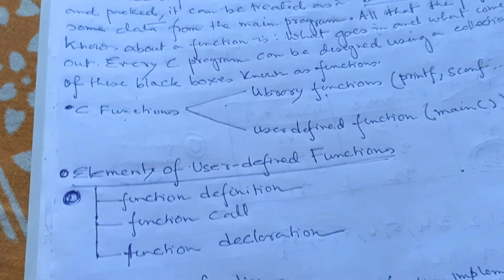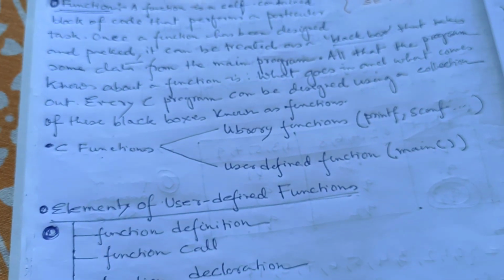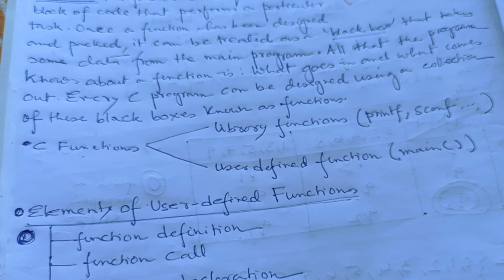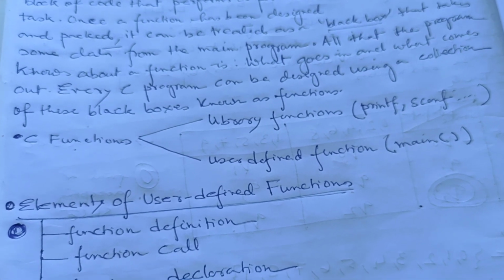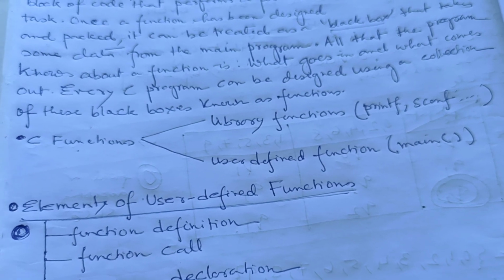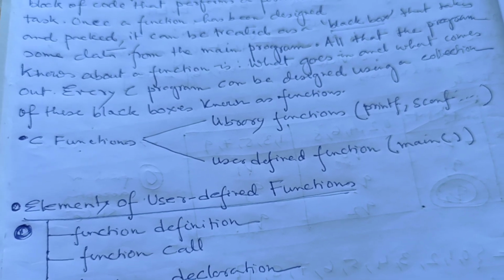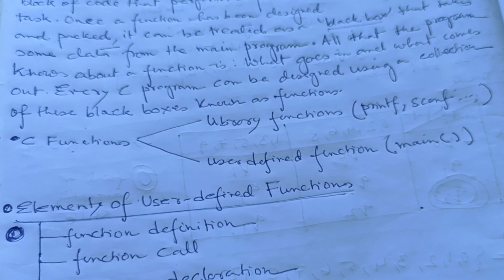Now in C, functions are basically of two types. One is known as library function and the other is known as user defined function. Library functions like printf, scanf, these types of functions are known as library functions because the definitions of these functions are defined in the library itself.